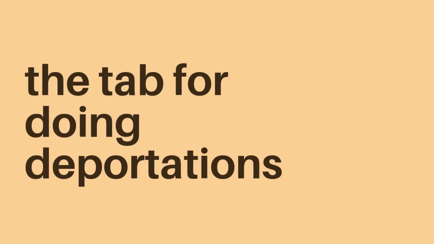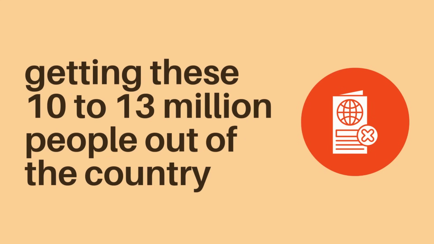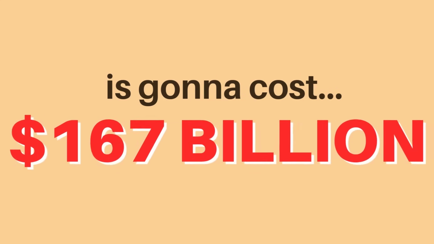So there's an issue in America about immigration. Legal immigration, illegal immigration, and I'm not going to get into the politics of it. This is the math of immigration and how immigration affects our money and the things that we're doing. So first and foremost, it's going to have a tab, and this is a big number. The tab for doing deportations and this immigration change and getting these 10 to 13 million people out of the country has a cost of $167 billion. Now, that cost is the cost of rounding them up, deporting them, legal actions, et cetera, and getting them out. That's just the first number, $167 billion.